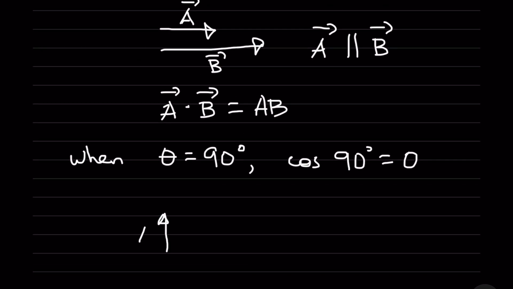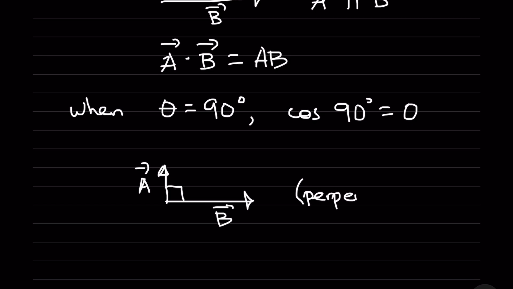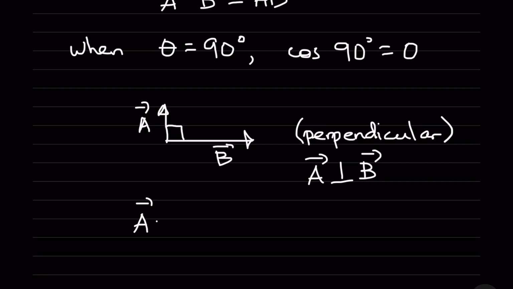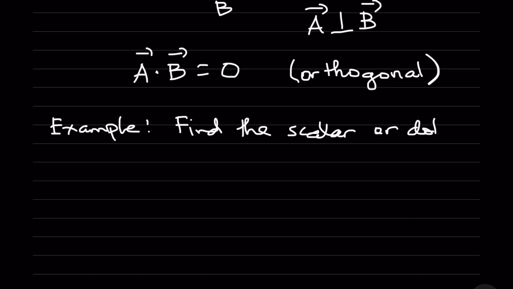On the other hand, when theta is equal to 90 degrees, you know that cosine 90 degrees is equal to 0. So this is a case when the two vectors are perpendicular to each other. So the dot product of the two vectors is equal to 0. When the product of two vectors is equal to 0, we say that they are orthogonal or perpendicular to each other. For example, find the scalar or dot products of unit vectors.